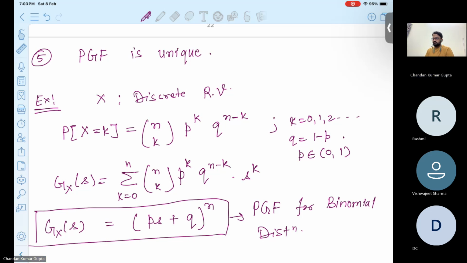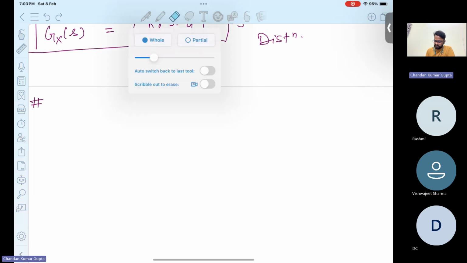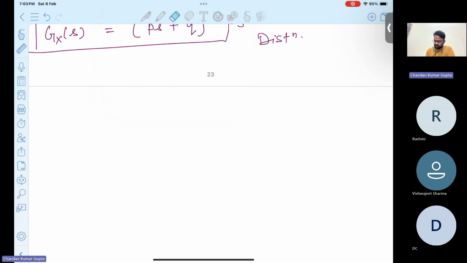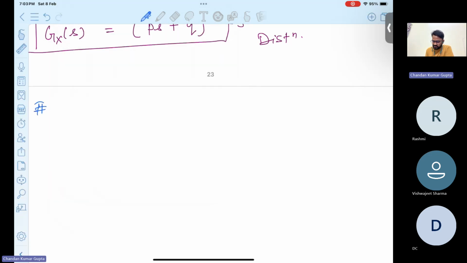Now the next topic is the MGF, the moment generating function.